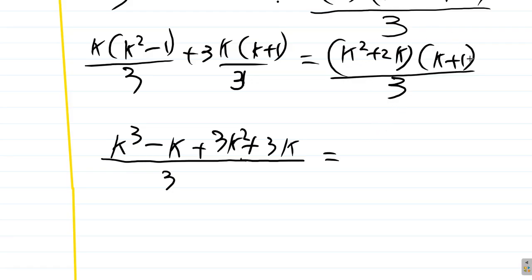Now let's multiply out these brackets. K squared by k, all of this will be over 3 now. K squared by k is k cubed. Then k squared by 1 is plus k squared.